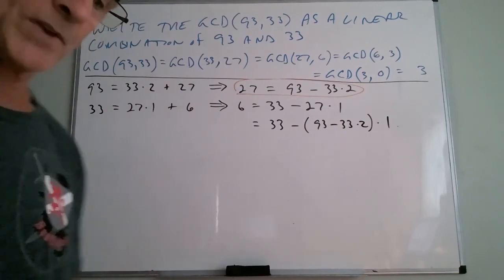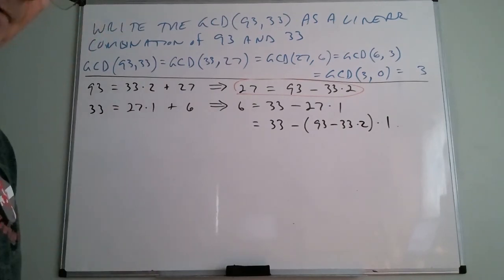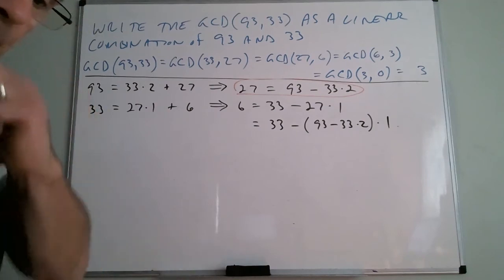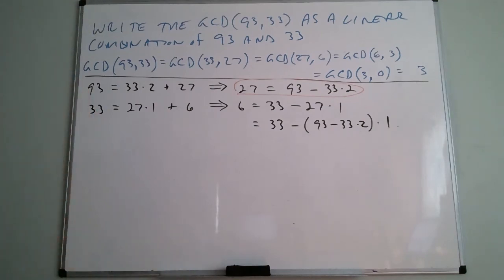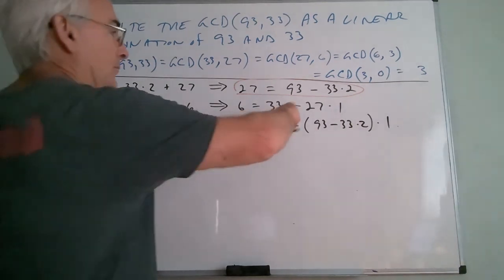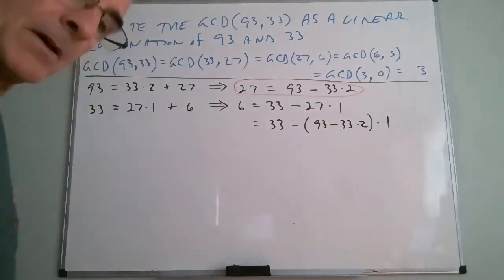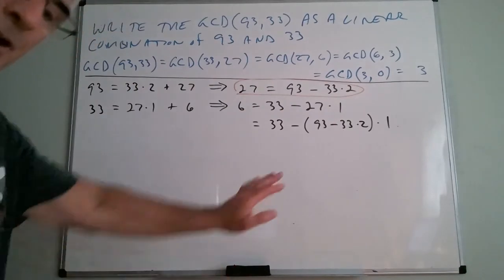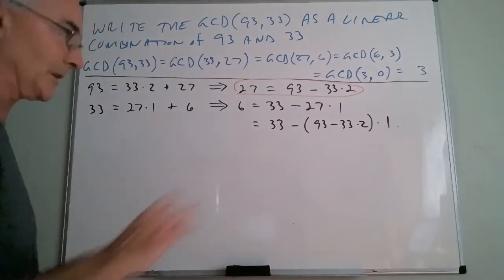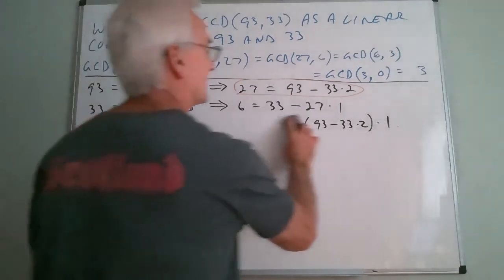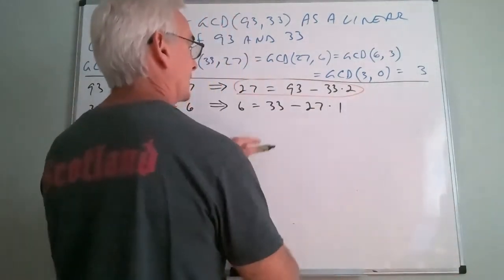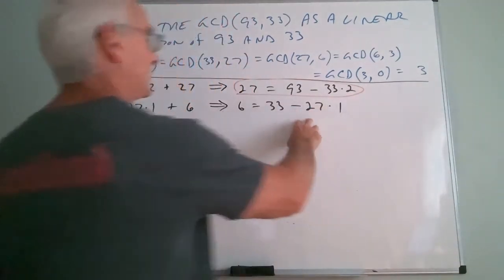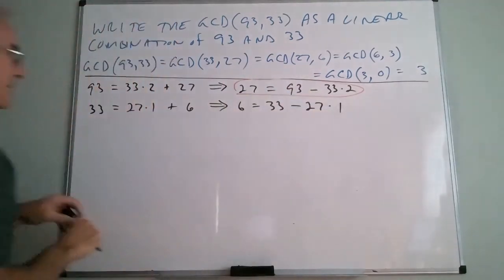Okay, and now what have I got? At this point I've got 33 minus 27 times 1. Oh, actually, you know what? I'm getting ahead of myself. Hold on. I just realized that's the next line. I'm not there yet. I'll just leave this like this. Sorry, we're going to substitute back in, but not yet.